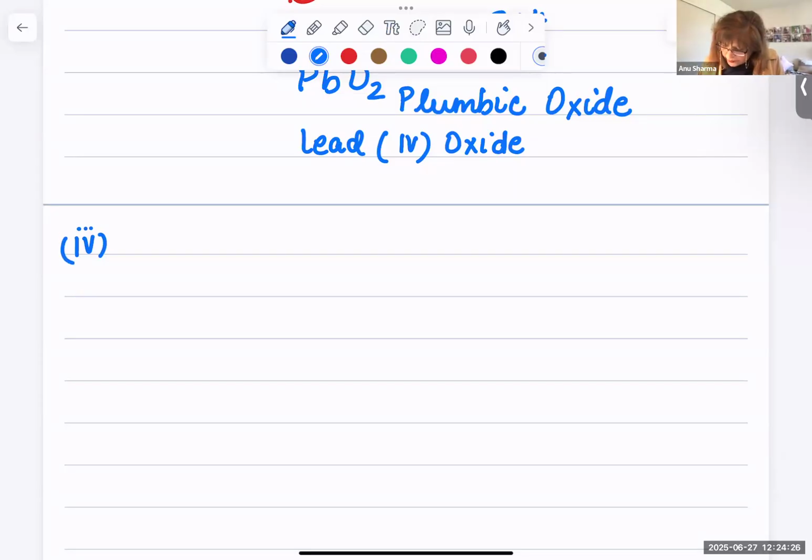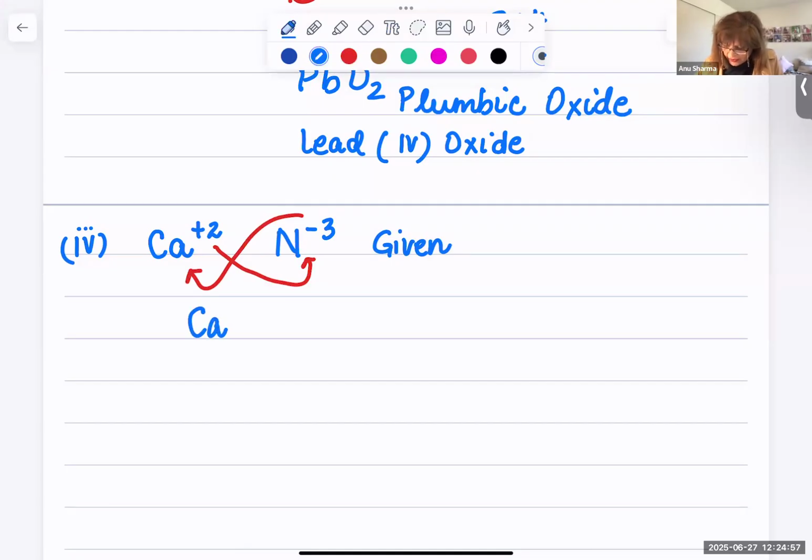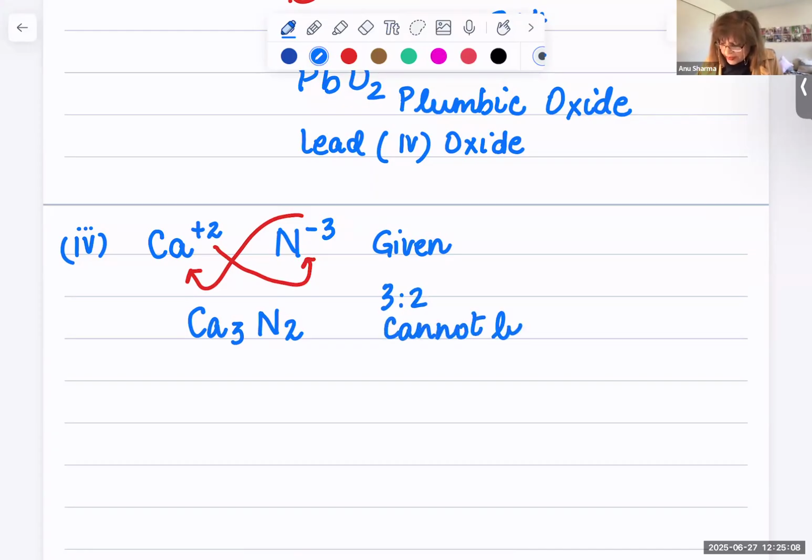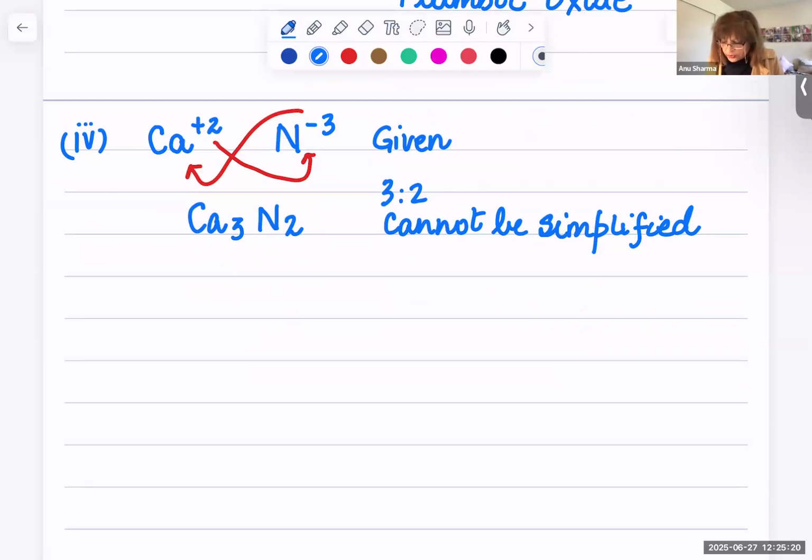Let's do a few practice ones. Let's say I give you some ions. Let's say calcium ion is given to you, and I say, write down the formula of calcium ion with nitrogen ion. Nitrogen is -3. This will be given. So write down the formula. What will you do? You are going to crisscross. This number comes here, this comes here. So this becomes Ca3N2. And 3 is to 2 cannot be simplified, there's no common multiple, so we leave it as it is. So Ca3N2 is the formula.